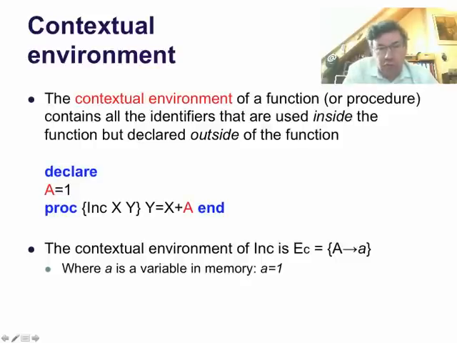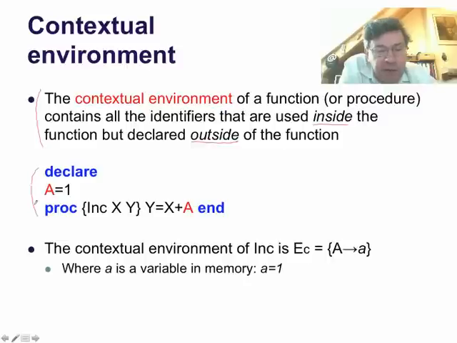So, to be precise, the contextual environment of a function or a procedure, because they are the same in the kernel language, contains all the identifiers that are used inside, but whose definition, whose declaration is outside of the function. So we saw also with Q how this works.